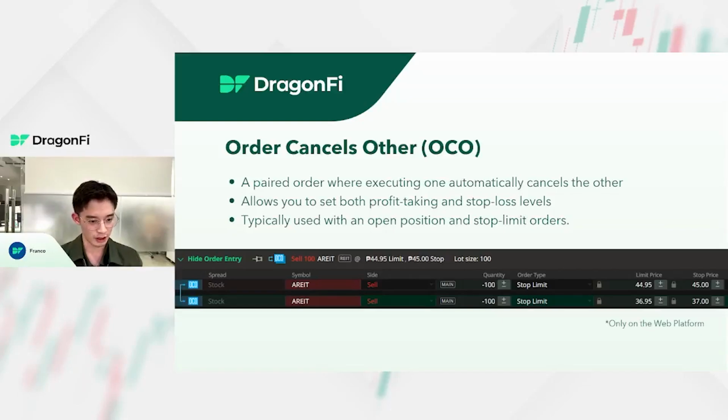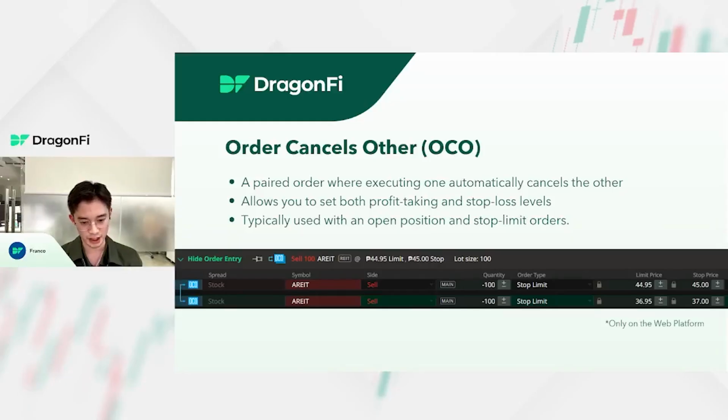So what I would do is click on OCO on the web platform. The OCO order is only available on the web platform. It's not available on the mobile app. So on the web platform, when you click on OCO, this order form will come out. You will see two different types of order you can set: one is to take profit, one is to stop loss.